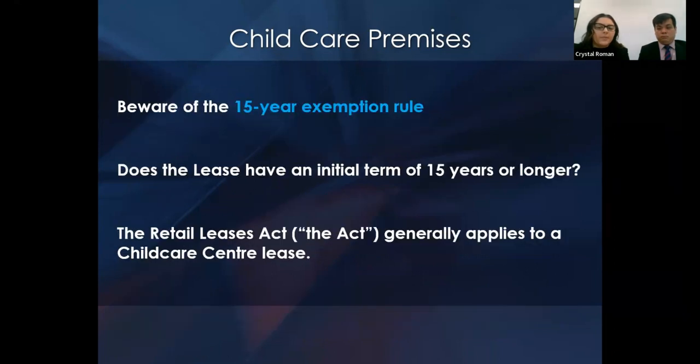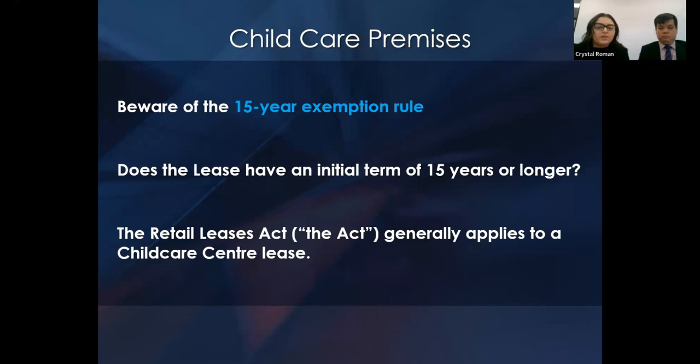Now, moving on to a second consideration for childcare premises. This is the 15-year exemption rule. So this is one of the most important factors in childcare leases, and it's to do with the duration of the initial term. Due to the nature of a child care centre, tenants want a long-term lease, so it is common that the initial term of the lease can be 15 years long, and then obviously with options to renew that follow. We find that this is where tenants may fall into a trap, being unaware of one simple exemption to the Retail Leases Act, which is the 15-year term exemption.